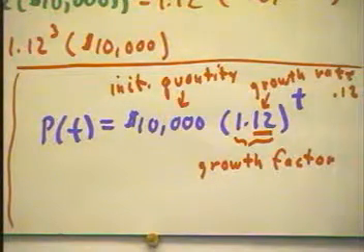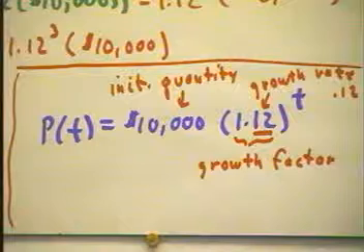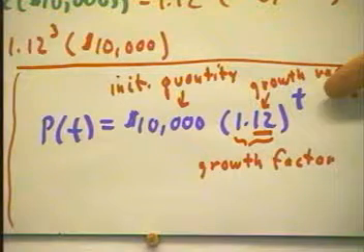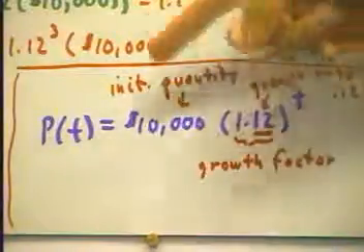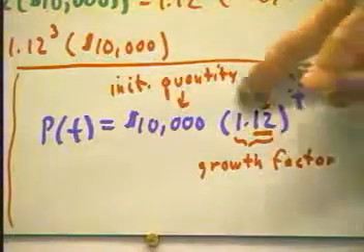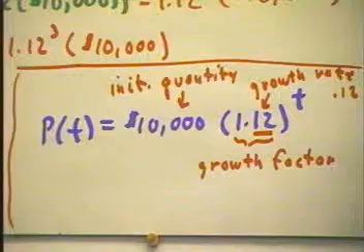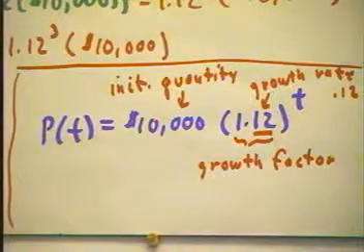What we have here is an exponential function. We call it exponential because the variable t is in the exponent. So we have some initial quantity multiplied by a growth factor raised to the t power. That's what comprises an exponential function.